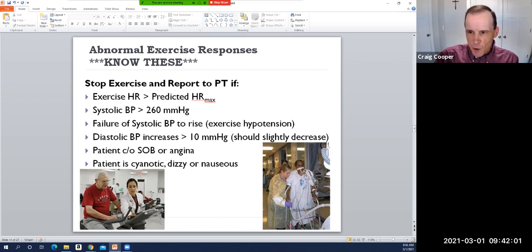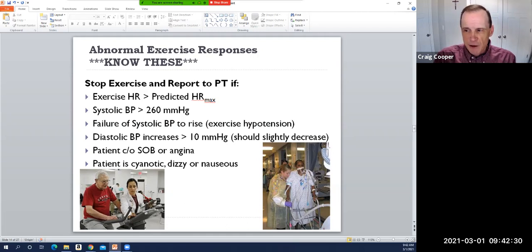All right. So here are things that we need to know as far as contraindicated values that we should see. If we're working with a patient and we see these numbers, then we want to think about stopping activity. So if the person is exercising and you get their heart rate higher than what you would predict their max heart rate, we don't really want to be pushing people to max in therapy. That's a recipe for something bad to happen, like a heart attack. So we want to stay well below their predicted max.